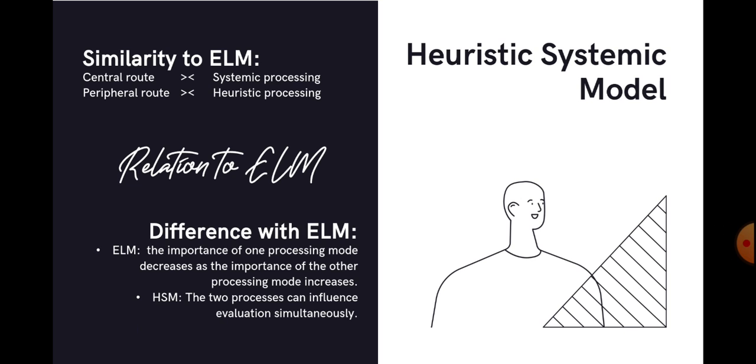And so the difference between ELM and HSM is that in ELM, the importance of one processing mode decreases as the importance of the other processing mode increases. Whereas for the HSM, the two processes can influence evaluation simultaneously, so they can co-occur and interact with each other. Between the heuristic and the systematic processing, they can co-occur and influence each other, whereas in the ELM, it's either the central route that is happening or the peripheral route that is happening, so they cannot coexist.